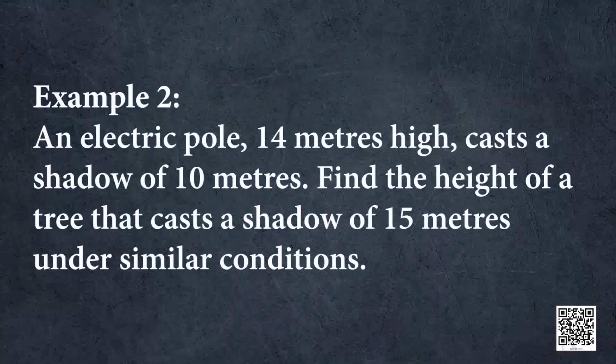Example 2. An electric pole 14 meters high casts a shadow of 10 meters. Find the height of the tree that casts a shadow of 15 meters under similar conditions. Let us see how we can solve this.